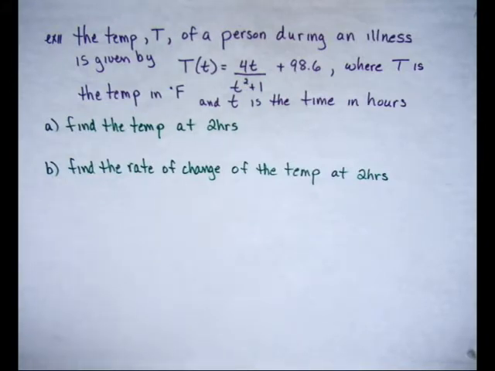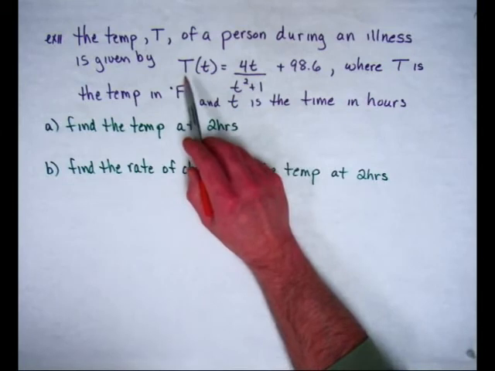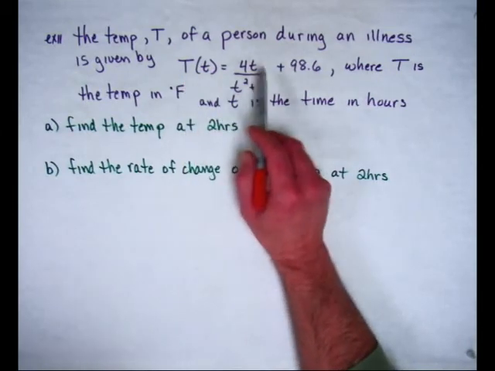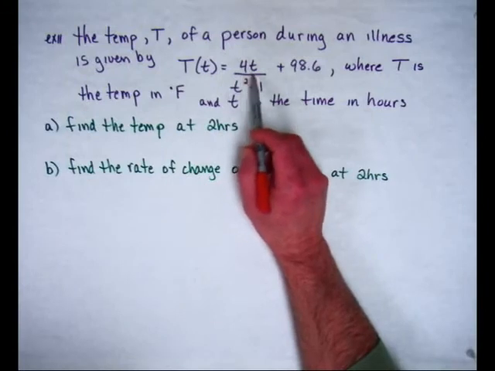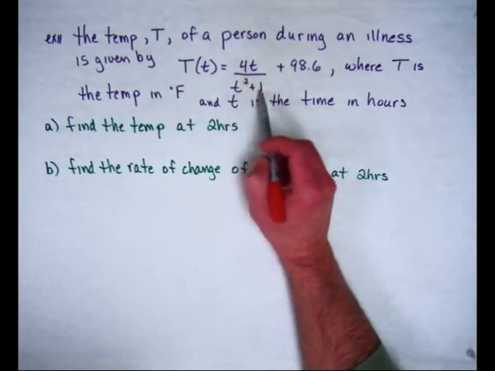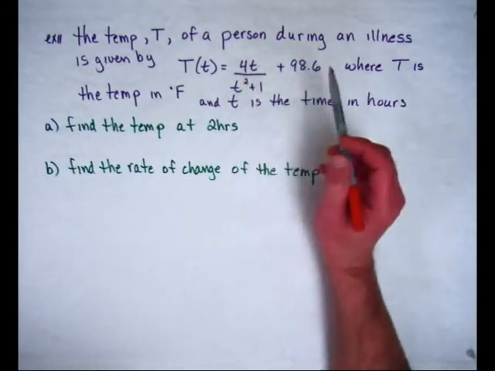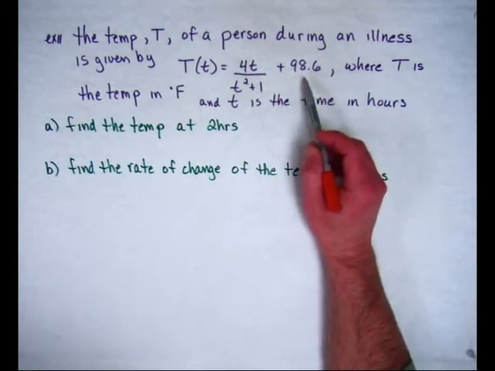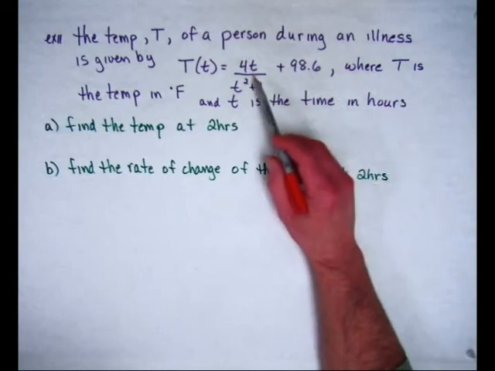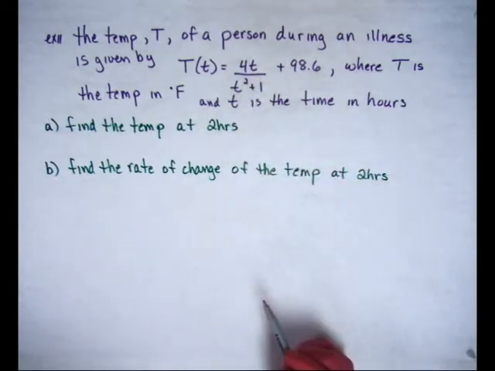We'll look at one more example of a rate of change problem. This time it's the temperature of a person during an illness. What we have here is a function that says that the temperature in degrees Fahrenheit of a person during an illness is given by the following function: T(t) = 4t divided by t squared plus 1, plus 98.6. 98.6 is normal temperature for a person in degrees Fahrenheit. So t is time and the capital T is the temperature.